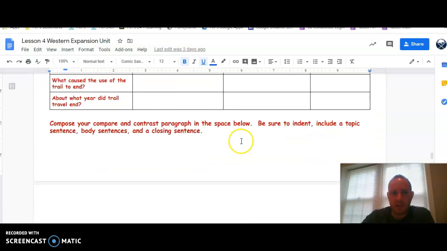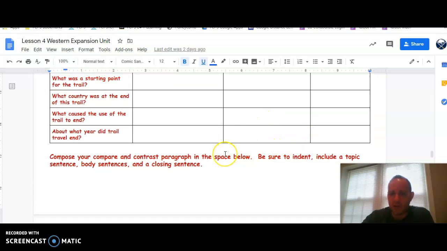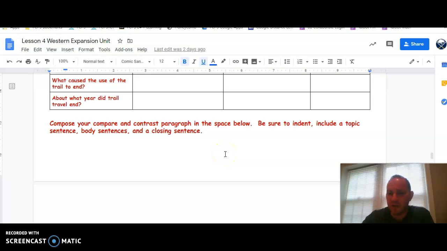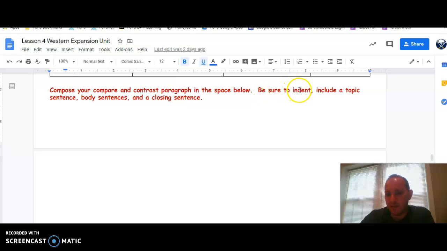The last thing you're going to do after you've taken these notes is decide: are these trails similar or are they very different? And write a paragraph on it. Please remember the paragraph writing tips that you've had throughout your school career. Make sure you indent the first line. Make sure you have a topic sentence. When your teachers are reading your paragraph, right away from your topic sentence, we should know if you're talking about the similarities or just differences in the trails, or if you're talking about both. Make sure you have a strong topic sentence.